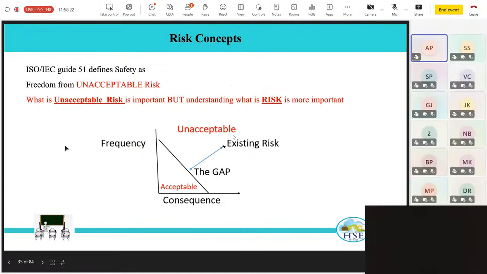Okay. Now, before I go into this concept, I would like to explain some of the concepts which are not covered in the slide but which are necessary for you to understand.